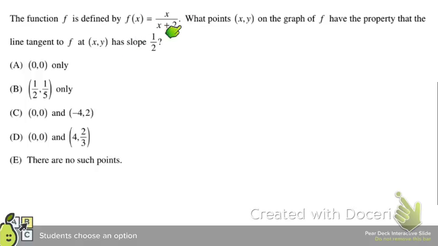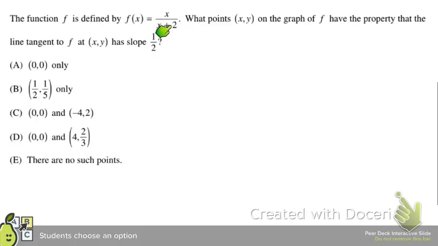Essentially, they want to know what values of x, and then we'll come back to the values of y, but what values of x make this function have a slope of 1/2? So remember that the tangent line's slope is the derivative, so I want to know where the derivative is equal to 1/2. Now, if you look at this function, obviously it's a division problem. We're going to have to use the quotient rule.